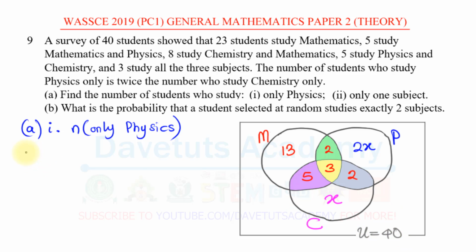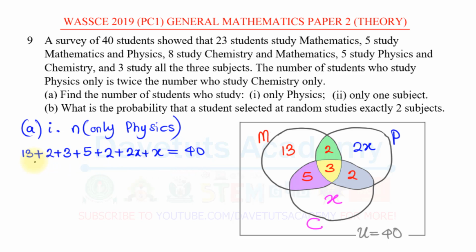So we can say 13 plus these 2, 3, 5, 2, 2x, x, and 13. They all add up to 40. So I'll just say 13 plus 2 plus 3 plus 5 plus 2 again, plus 2x, then plus x is equal to what? Is equal to 40.